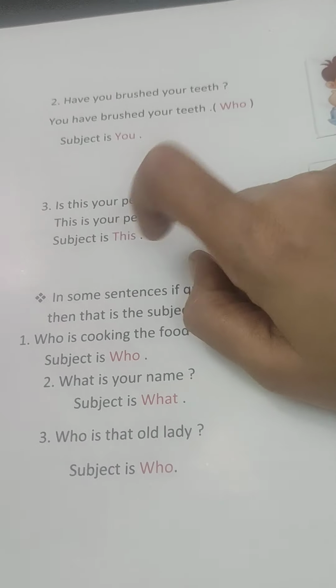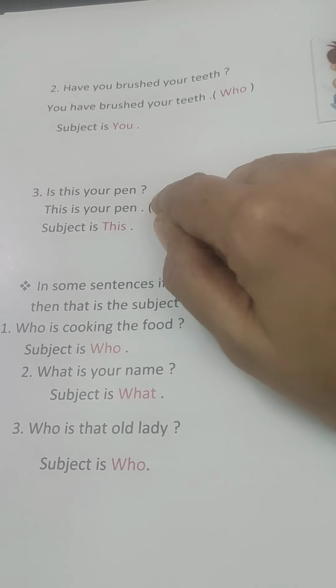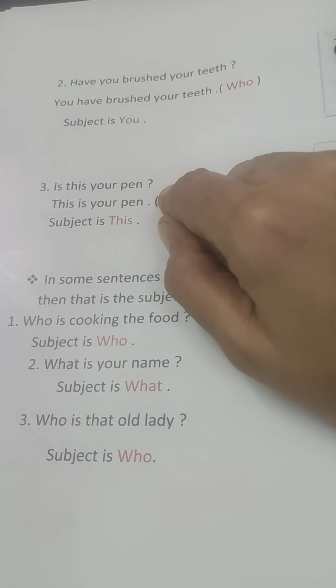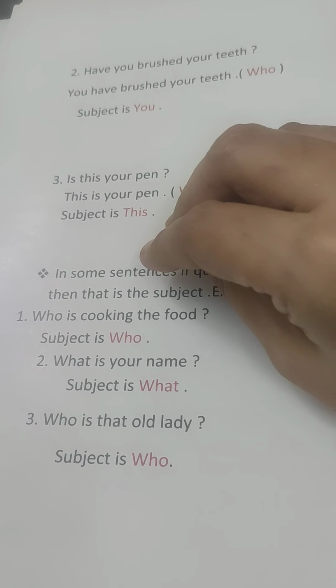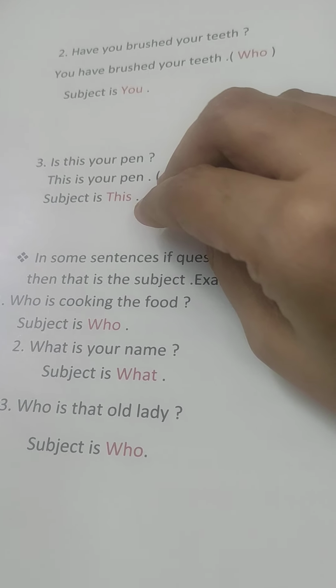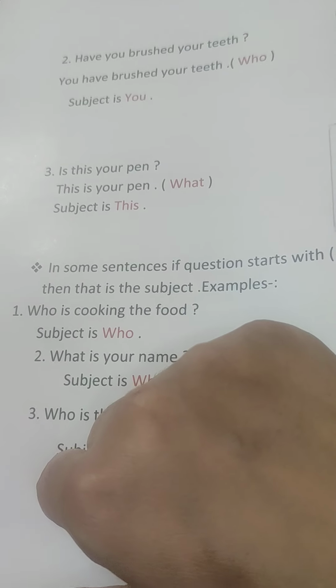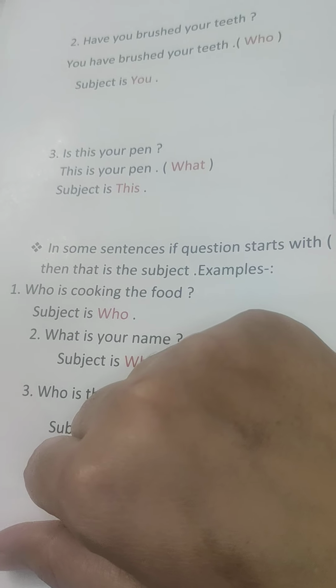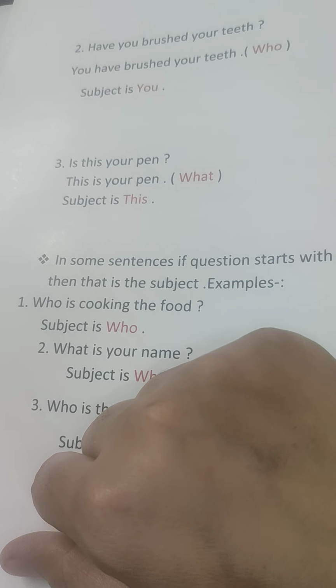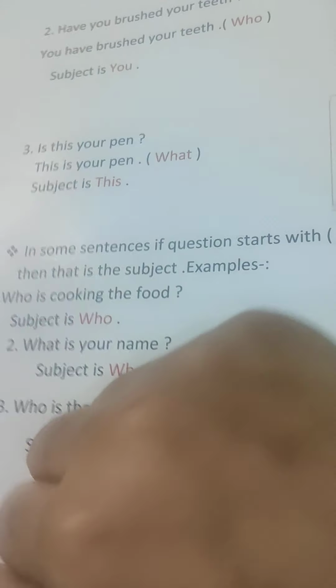Because you see, here the pronoun this is used in context with the pen. We are using the pronoun this in place of pen, right? So, pen is a thing. So, that is why we are asking the question as what. And what will be the question? What is this? What is your pen? This is your pen. So, subject is this, right?